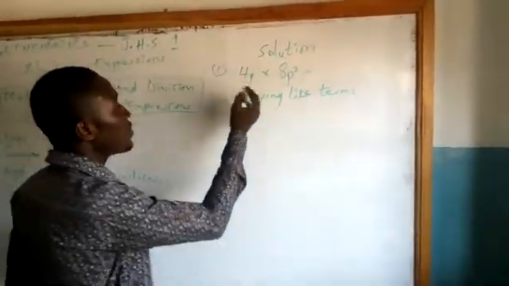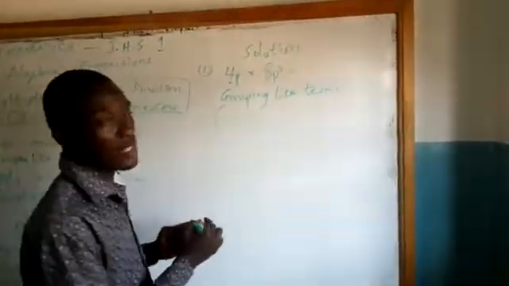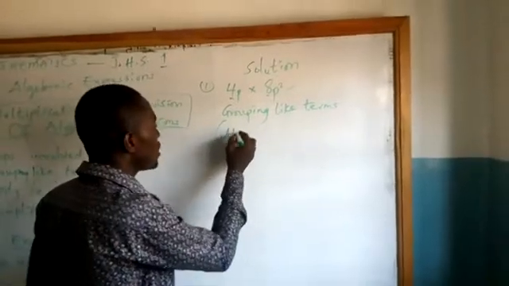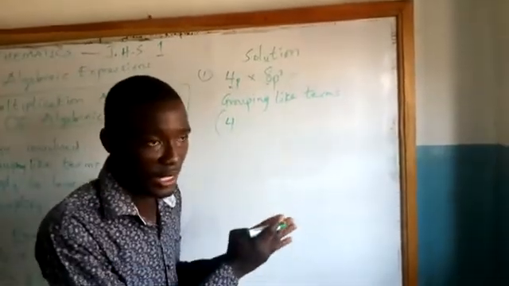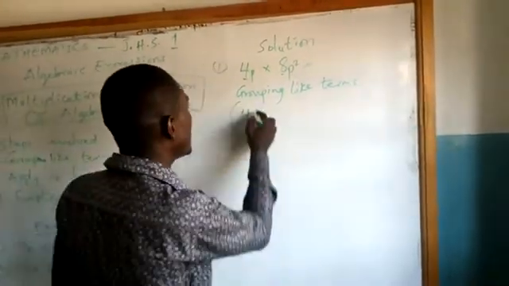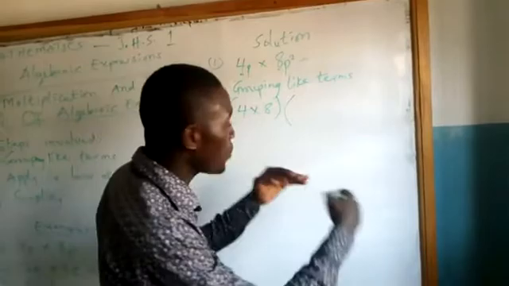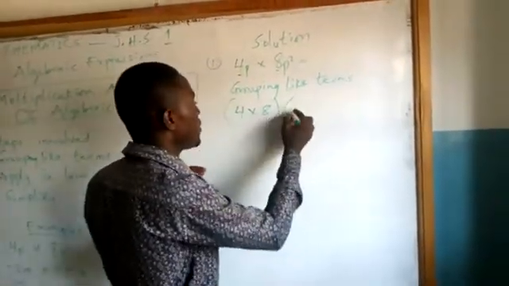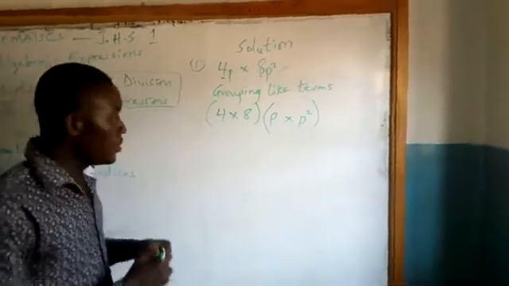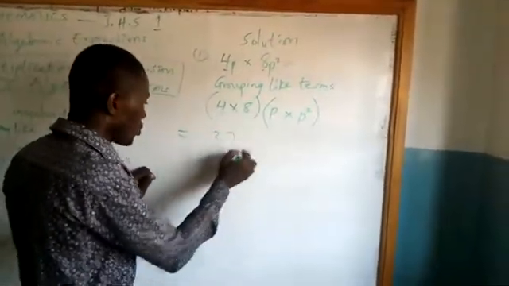We have 4p times 8p squared. So the 4 and the 8 are constants. Here we put the 4 and the 8 in one bracket, in one parenthesis, like this. Then we open another bracket and put the variables p and the p squared there. The 4 and 8 give us 32.